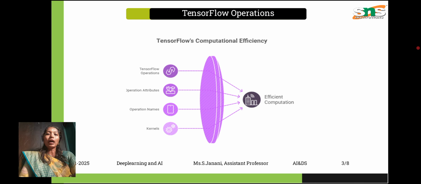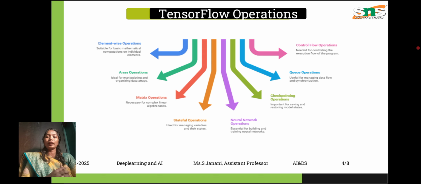These operations happen easily, so the computational efficiency is higher. What are the different types of TensorFlow operations? Commonly used are arithmetic operations, matrix operations, element-wise operations, array operations, activation operations, loss operations, and queue operations.